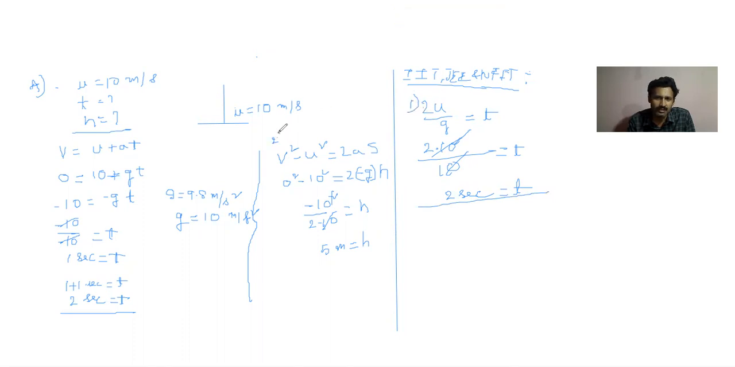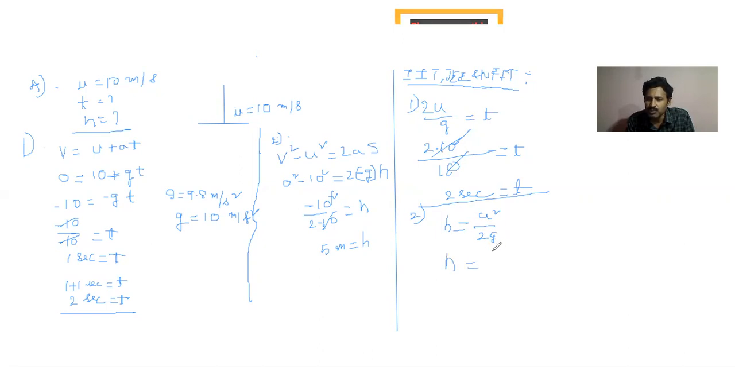This is the first question's answer. Same like that, second, how much height it can reach? The formula of maximum height is h equals u square by 2g. Now substitute the values: u square, 10 square, by 2 into 10. So 10 will cancel out, and the height remains 10 by 2, 5 meters. So this is the answer.